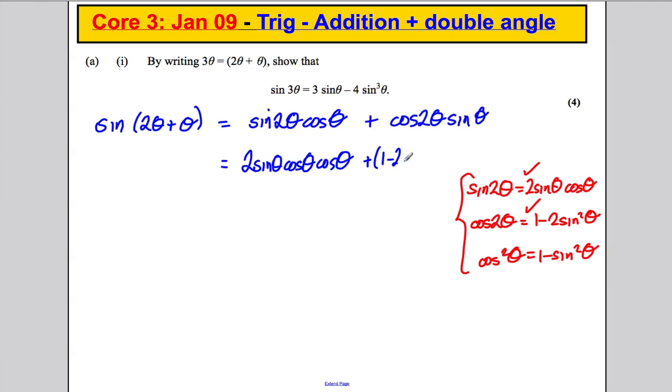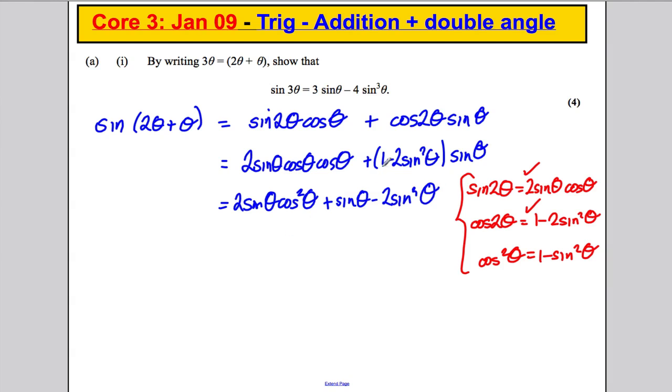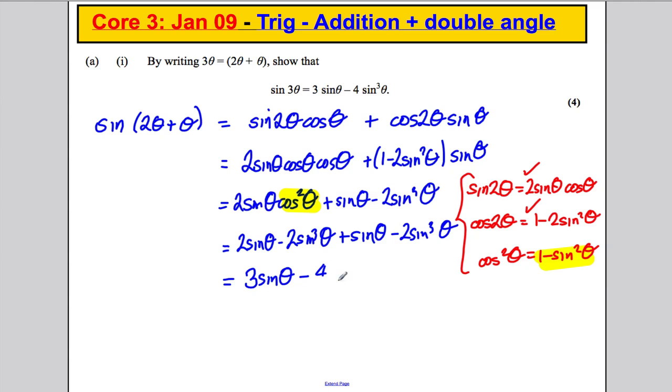plus 1 minus 2 sine squared theta sine theta. Multiplying out, that's 2 sine theta cos squared theta plus sine theta minus 2 sine cubed theta. And then we're going to replace cos squared theta by 1 minus sine squared theta. So we would get, multiplying that out in one go, 2 sine theta, subtract 2 sine cubed theta, plus sine theta, subtract 2 sine cubed theta, and therefore we would get the 3 sine theta, subtract 4 sine cubed theta that we're after in the question, and we're done.